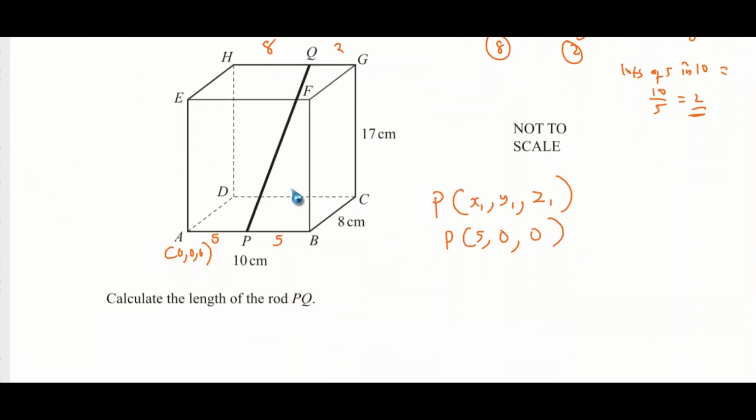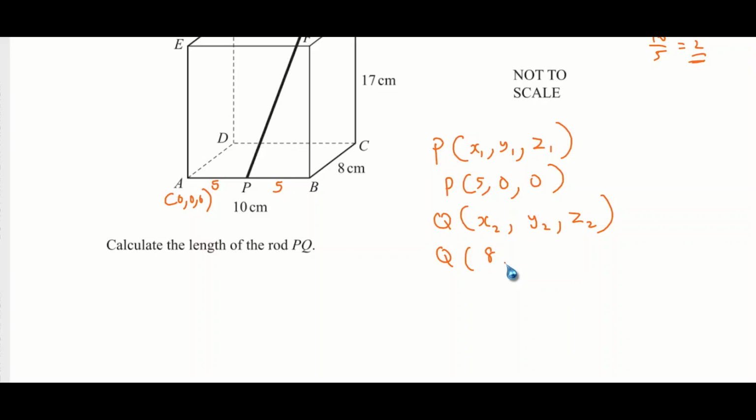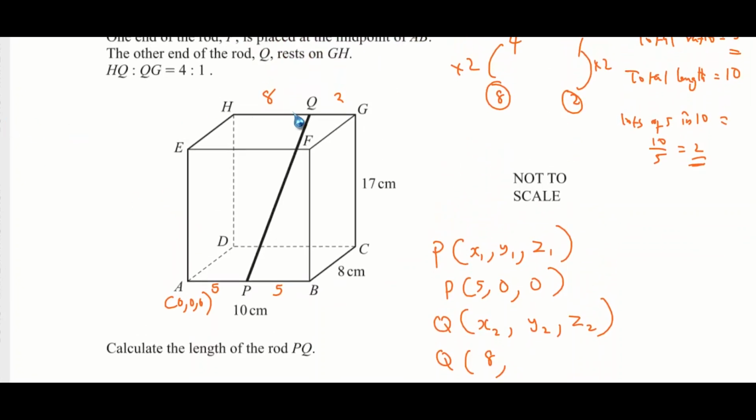So for point Q, it will be x2, y2, z2. Point Q will be, let's see, for it to come here, it has a horizontal distance of 8, from 0 to 8, so that means x2 equals 8. Then this one is for the horizontal, the length, this is for the width, and this is for the height.